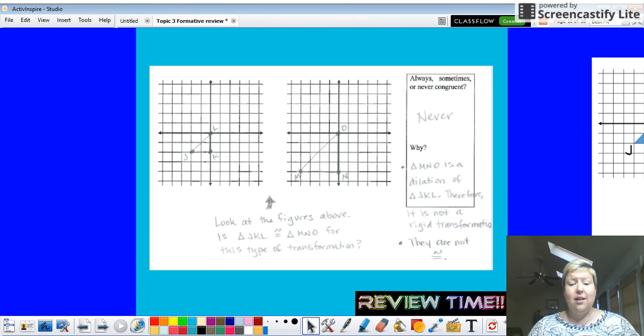Why? Because triangle MNO is a dilation of JKL. Therefore, dilations are not rigid transformations. If it is not a rigid transformation, they are not congruent. They may be proportional, and we're going to get into that in our next topic, but proportionality is not congruency. So dilations are not rigid transformations. They do not preserve size and shape.